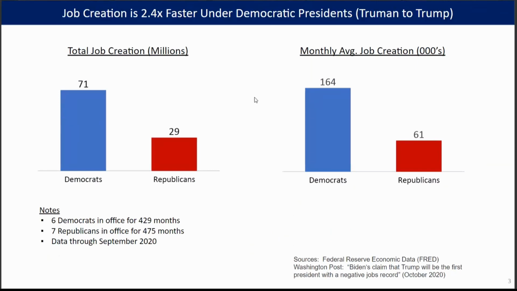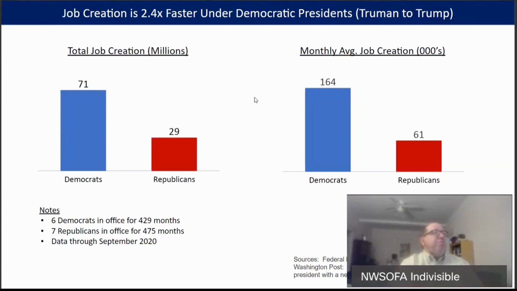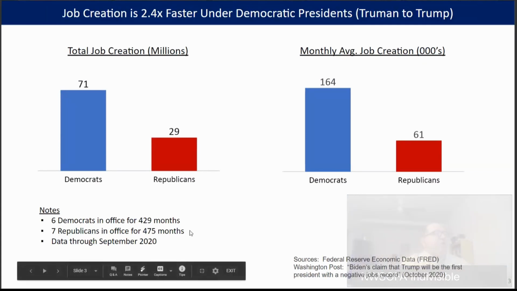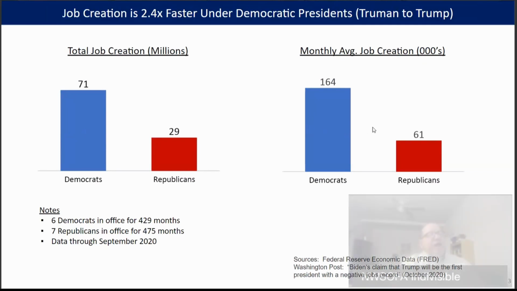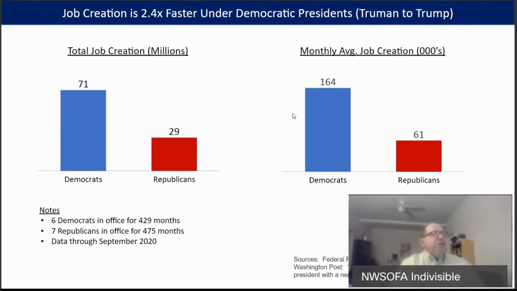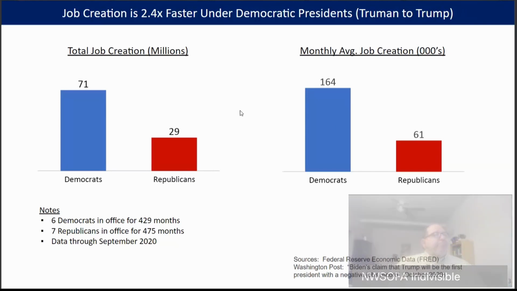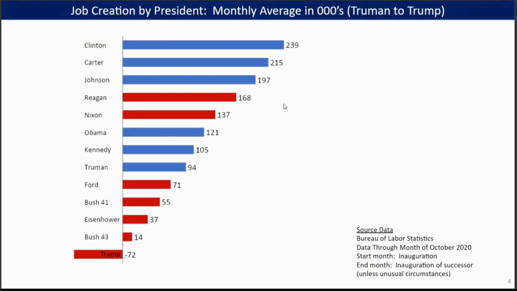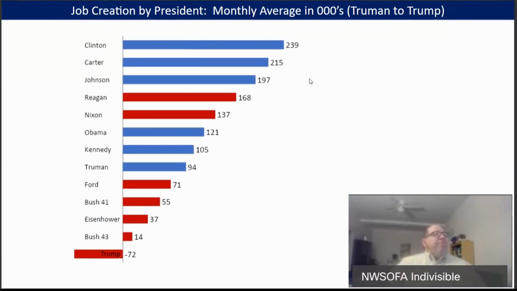Job growth is much faster under Democratic presidents than Republican presidents. The job data goes back to Truman, and you can see that even though Republicans have been in office for longer than Democrats, job growth is much higher under Democrats. Average monthly job growth is 164,000 under Democrats and 61,000 under Republicans, so 2.4 times higher.